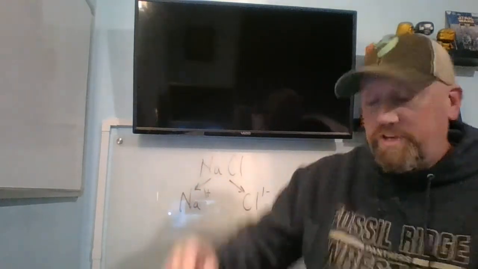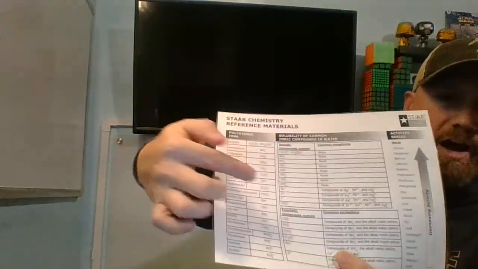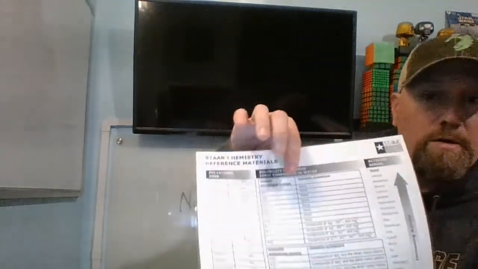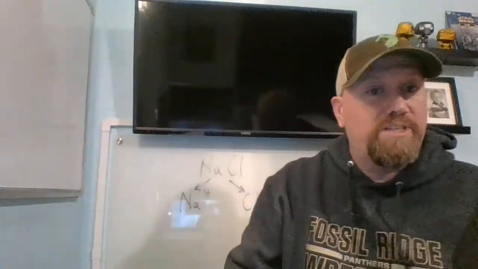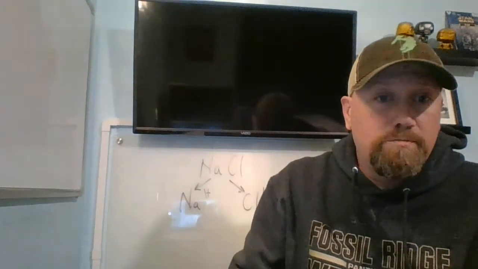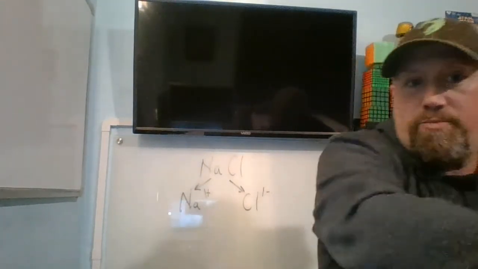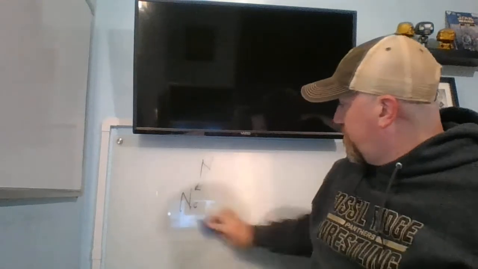So we say that sodium chloride is soluble because the chlorine ion is in the list of soluble ionic compounds. All right, so that's our first example. Let's do a few more examples before I turn you loose and you can do the rest of the chart.